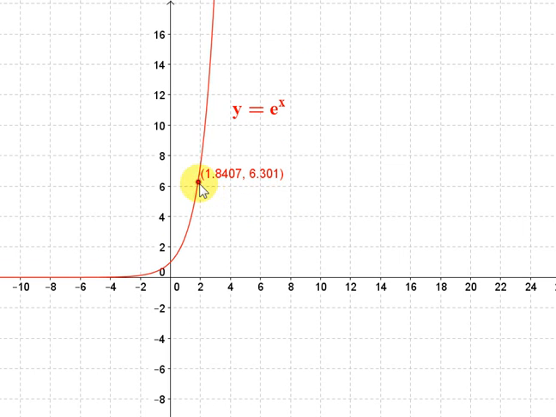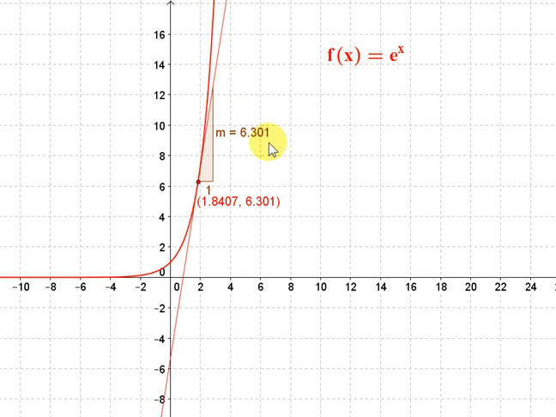Now let's look at a point on the graph of e to the power of x and the tangent through that point. So here we can see that when x is 1.8407, f of x, or y, is 6.301. I'm just going to call this f of x now instead of y. So the derivative of the function at this value of x, 1.8407, should also be 6.301, because the derivative is the same as the value of the function at x. So the slope of this tangent should be 6.301.